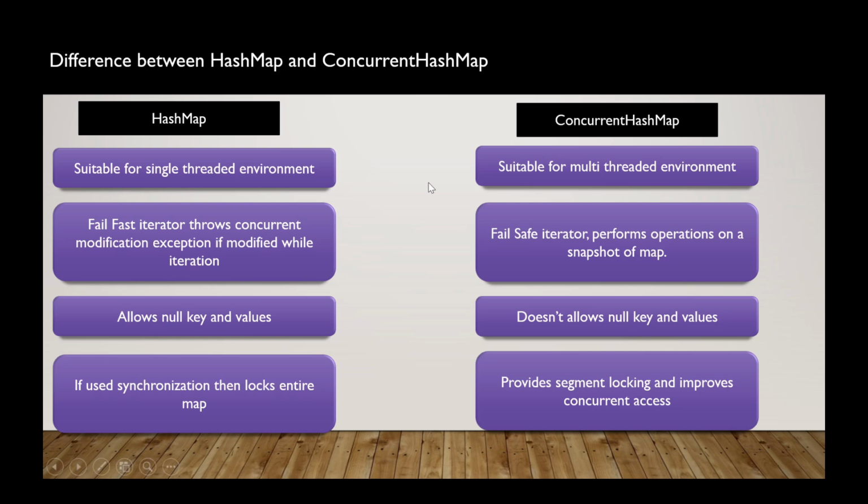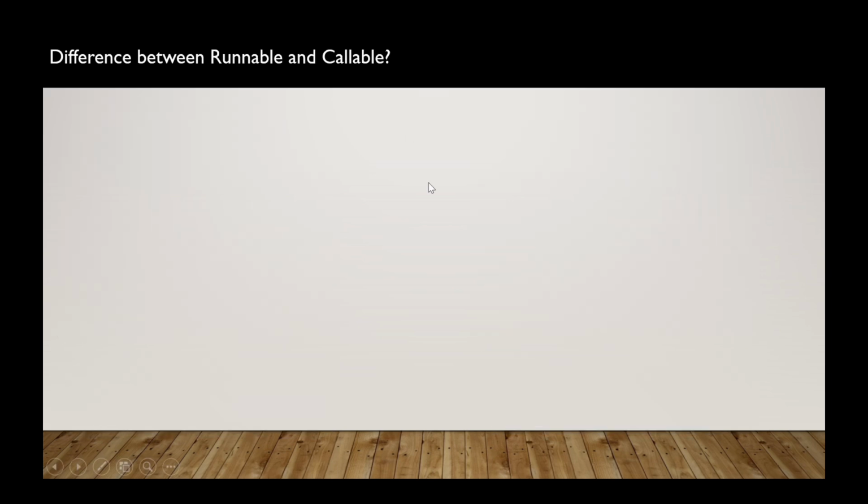And the next question is the difference between Runnable and Callable. Here, Runnable and Callable both are for using threads, where Runnable cannot return a value and Callable can return a value.